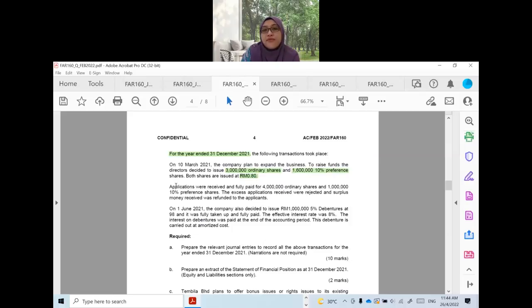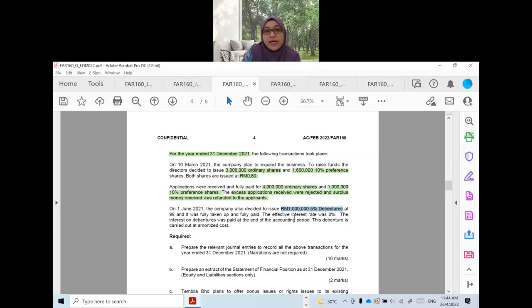The next paragraph is talking about the amount that you receive. The amount you receive for ordinary shares is 4 million and for preference shares is 1 million. So again, you have excess application for ordinary shares. Compare the amount that you issue and the amount you receive. As for the preference shares, you have under subscription, no excess application. And then what are we going to do with the excess application? Reject and refund.